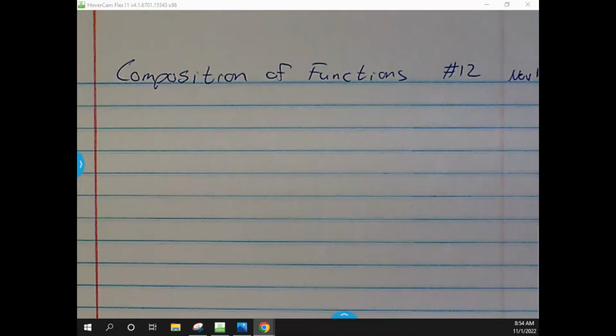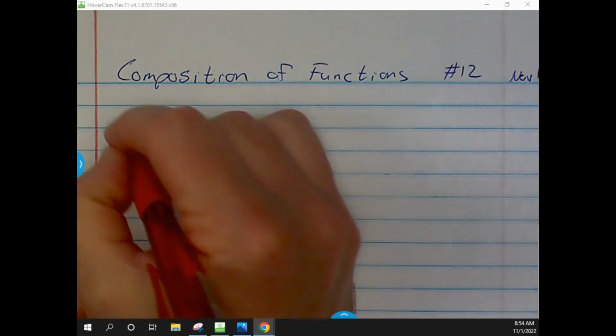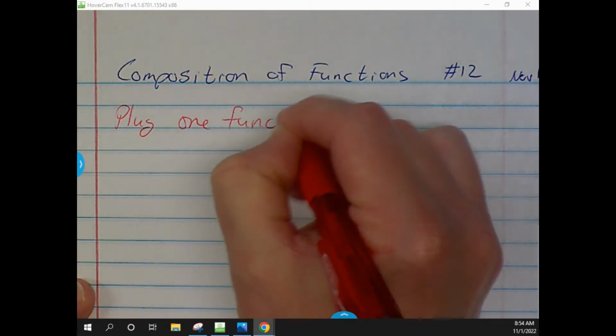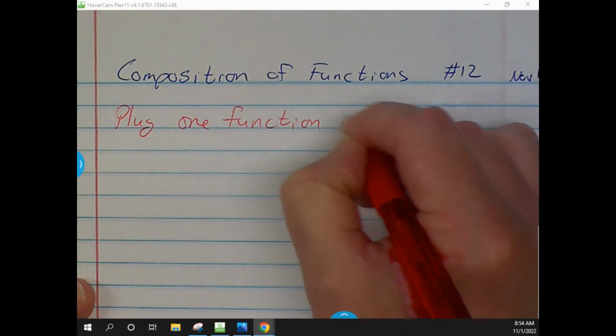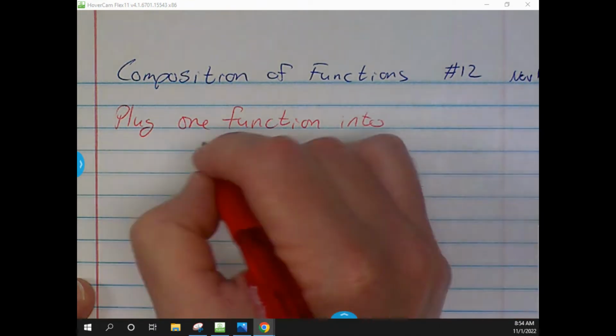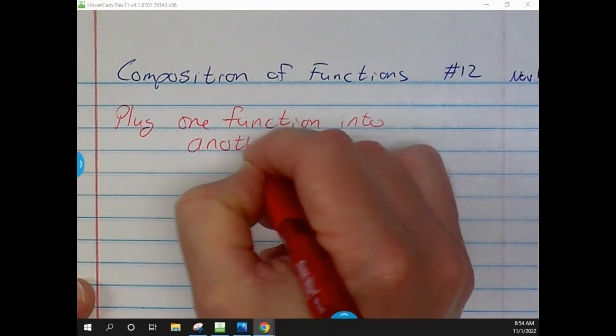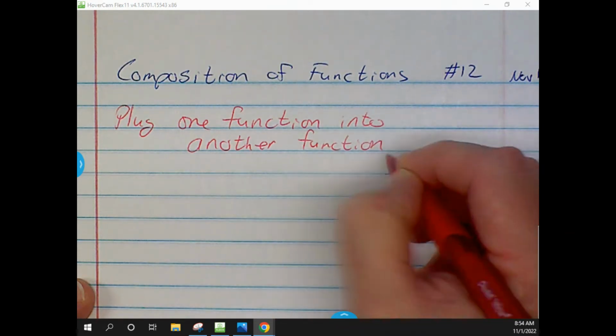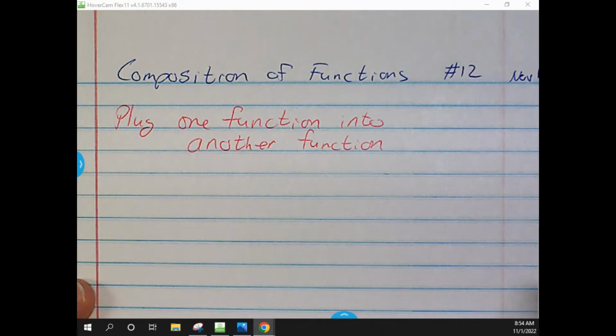Okay, and with composition of functions, here's what we're doing. You can say one thing, you call it whatever you want to call it. Basically, here's what you're doing. You're going to plug one function into another function. Okay, so that's what composite is. Now, it's not addition, it's not subtraction, it's not multiplication and division.